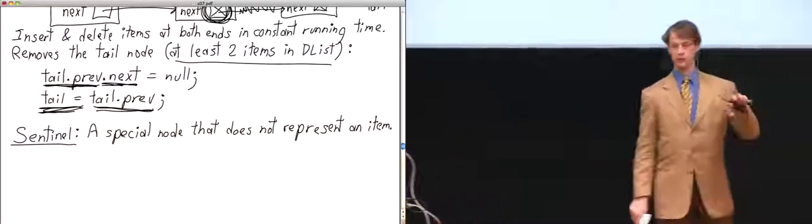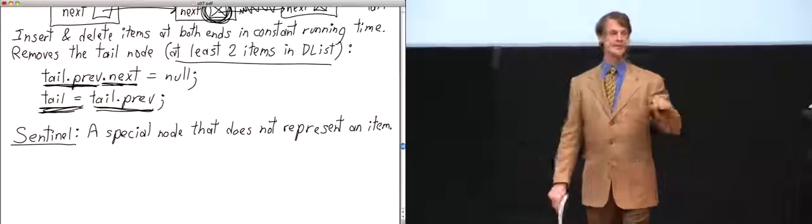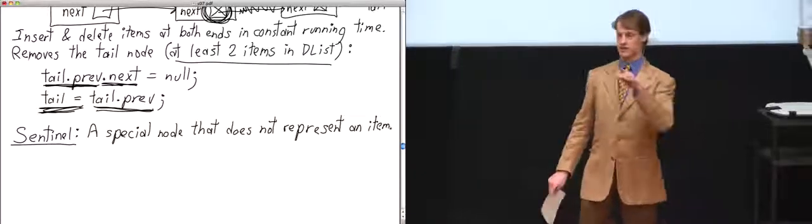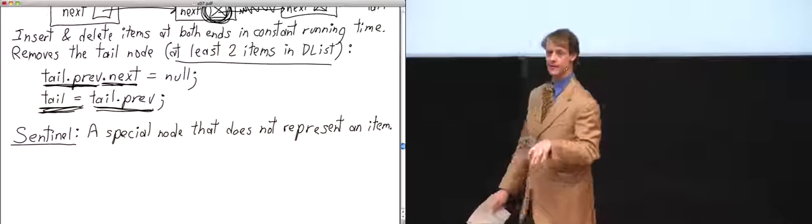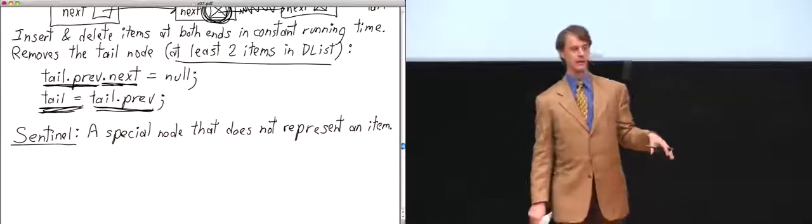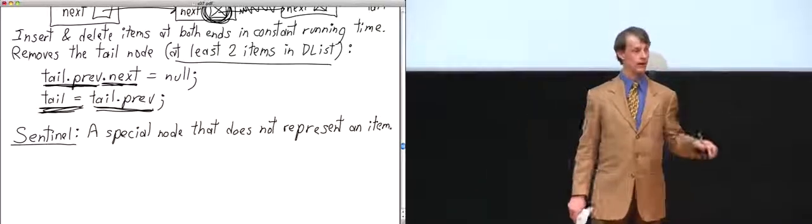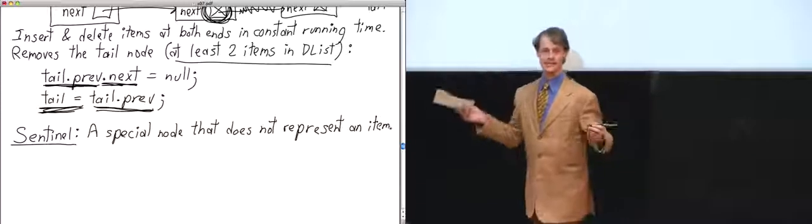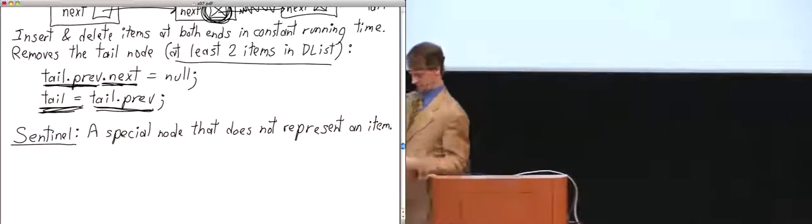So again, let me be clear. We have 2 different D-list representations now. There's the D-list without sentinel. There's the D-list with sentinel. You can program it either way. The D-list with sentinel is slightly easier to program.